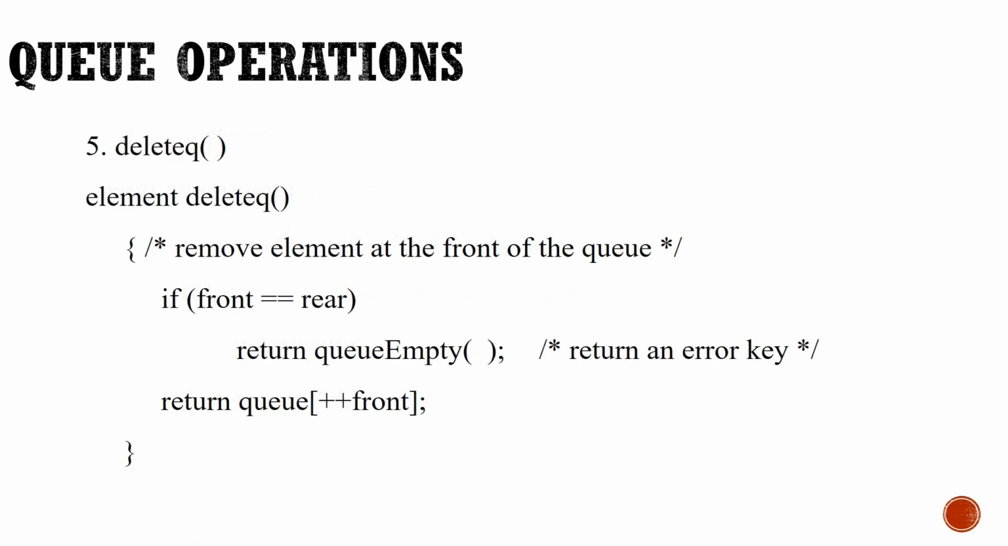To delete the element, as I told earlier, initially the case will be front equal to rear. That is for when we go for deleting the element. Now we check the condition front equal to rear. If front equal to rear, it means the queue is empty. Now we return that condition queue empty, or else front will be incremented by 1. So as stated earlier, for each insertion rear will be incremented by 1, and for each deletion front will be incremented by 1.